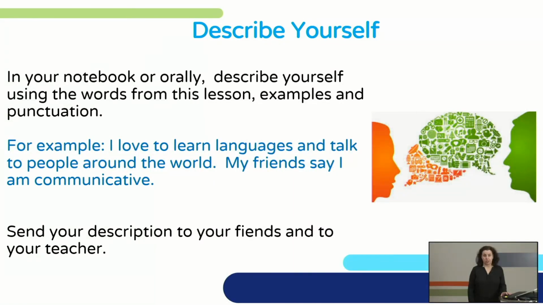Examples and punctuation. For example: I love to learn languages. I personally love to learn languages and talk to people around the world. My friends say I am communicative. I like to talk to people. I personally speak Hebrew, English, and French, and I love to talk to people. That's why people around me call me communicative. Share this information about yourself with your peers, with your teacher, perhaps with your class on your class system.